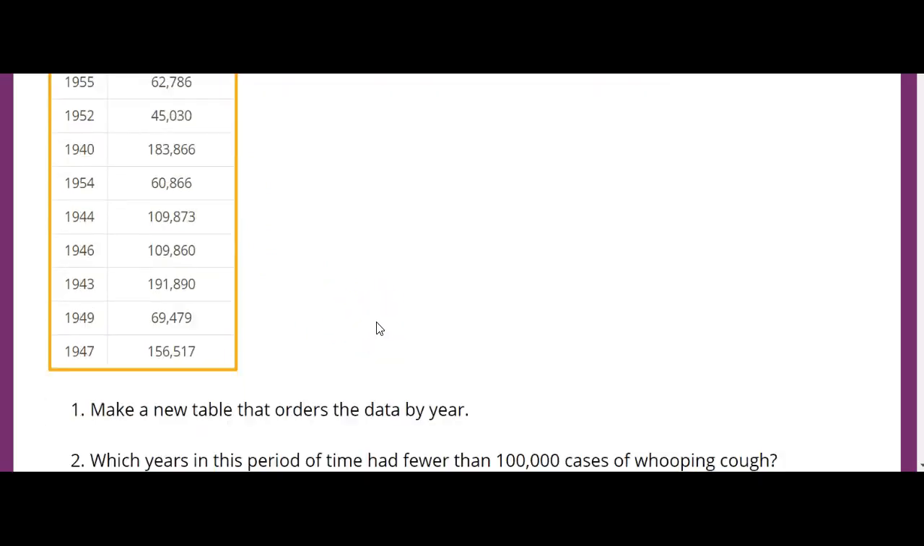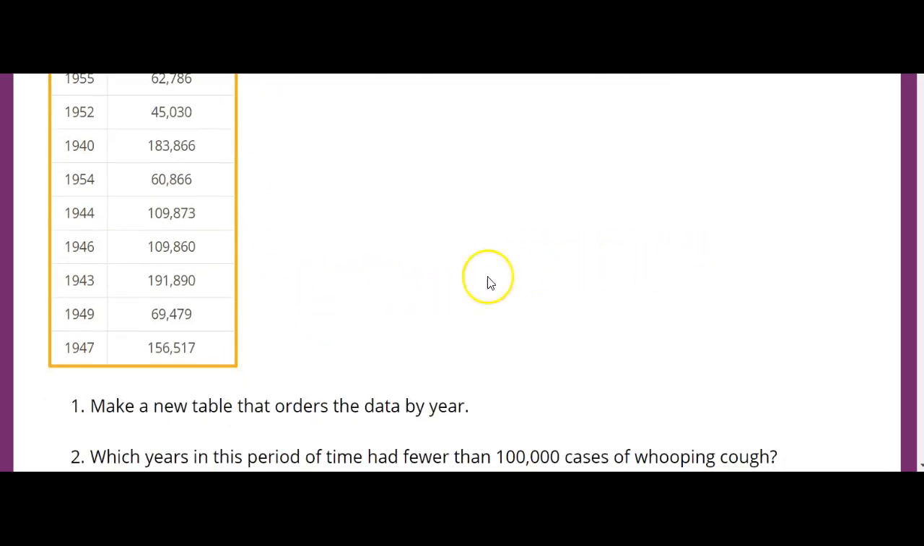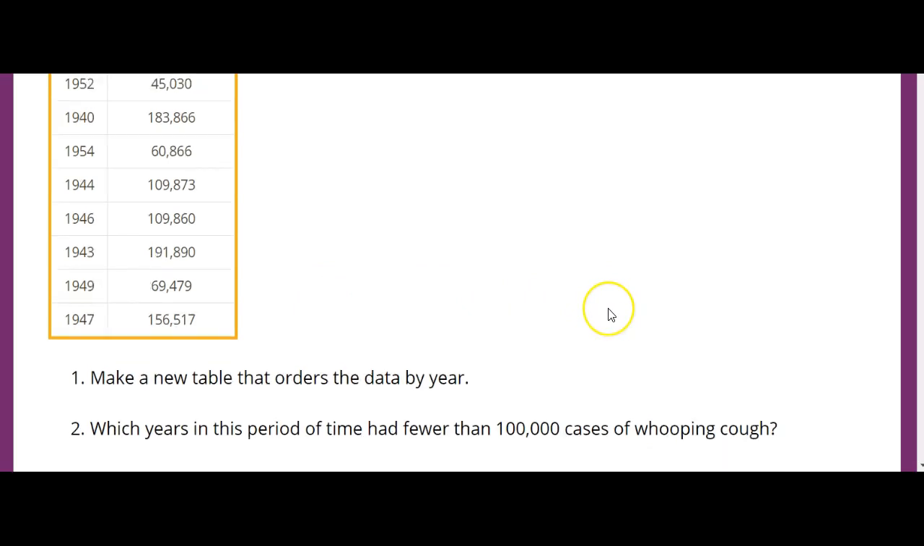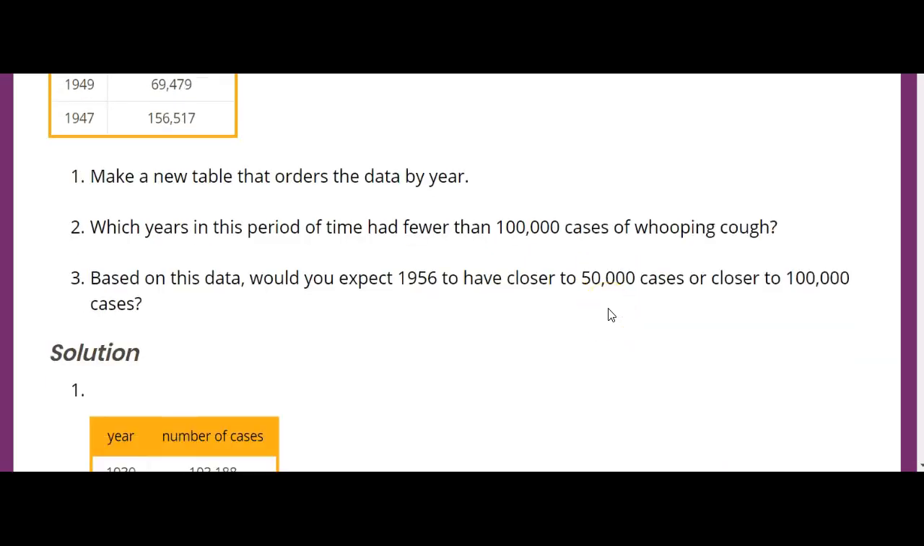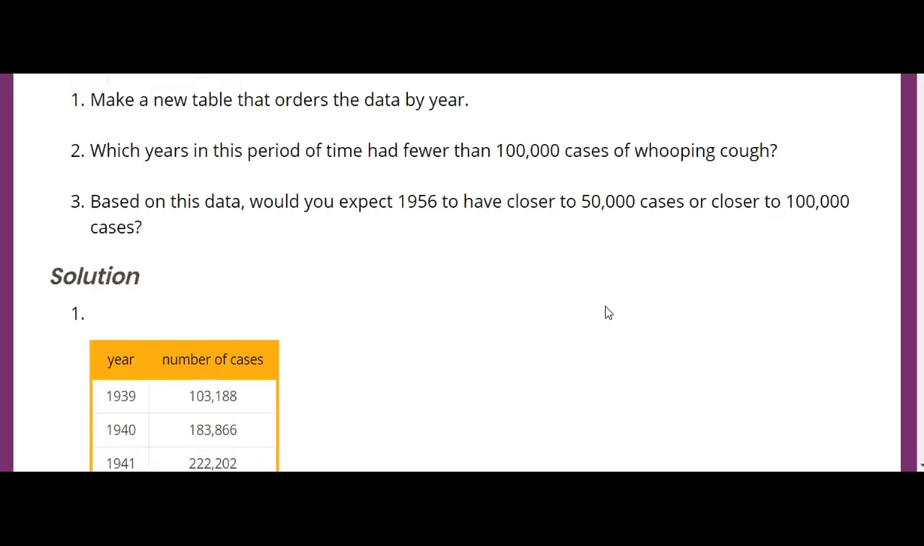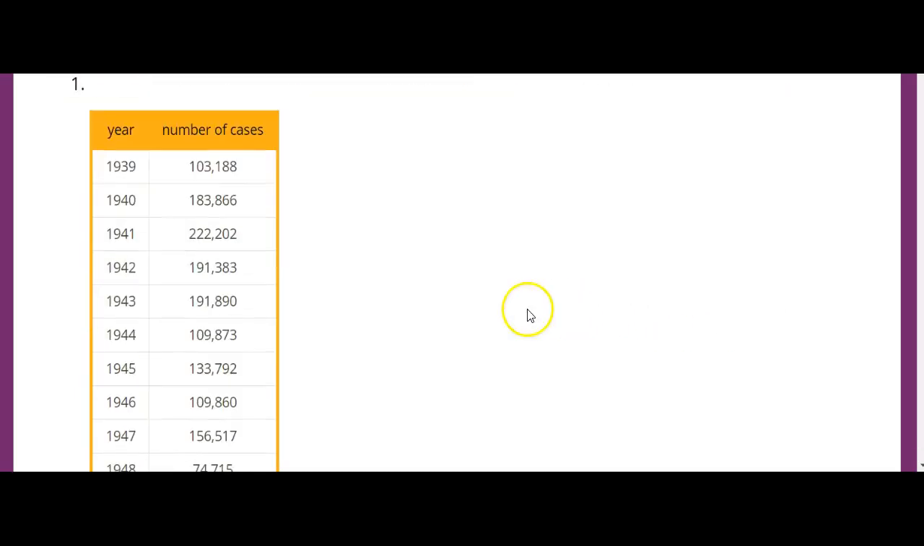Now, normally we like putting time on the x-axis. So usually whenever you have something that goes by year, it's a good idea to put it over here on the x-axis. Years, days, months, whatever. Okay? Anything that's time related. Now, after you've done that, you can see if there's a correlation, and then you can make a prediction. What do you think about 1956? Would it have closer to 50,000 or closer to 100,000?